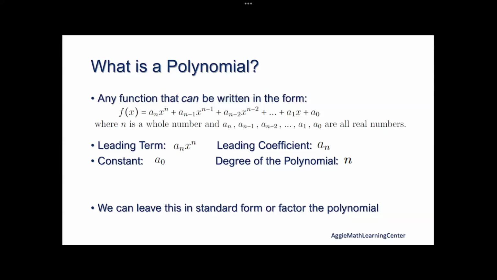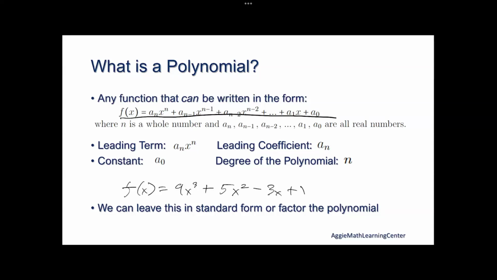And when writing a polynomial, you can write it in standard form with everything expanded out, or you can write it in factored form, which is very helpful for finding zeros of polynomials, which we will cover later. As an example, a polynomial can be something along the lines of 9x cubed plus 5x squared minus 3x plus 1. This would be an example of a polynomial.